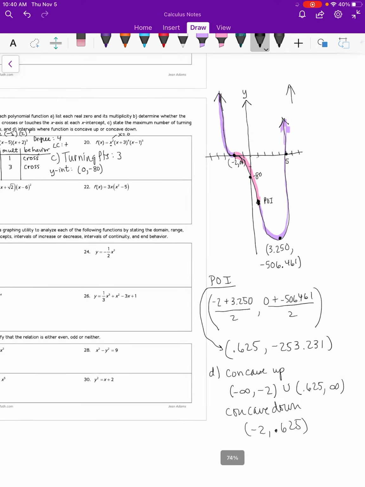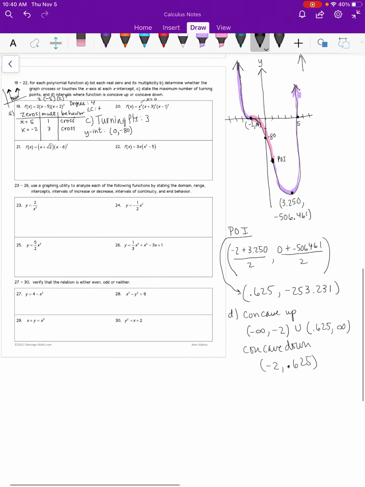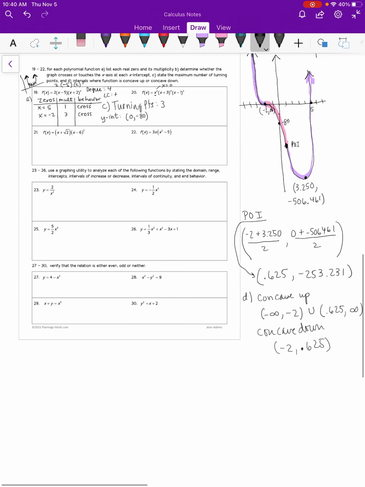So we struggled with the graph on that one, but hopefully I did okay in the end. So that was 19. That was our A. Our B was just this part. Our C was 3 turning points, and our D was our concavity intervals after we found our point of inflection. And we probably should have said that this right here, make it a different color, was our point of inflection. And it should have been halfway between this and this.